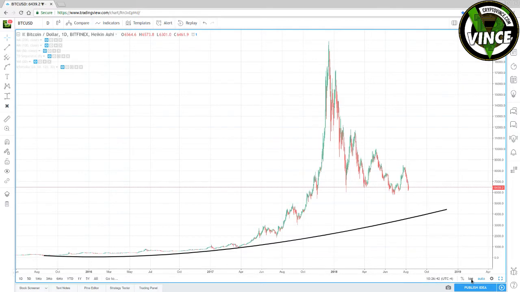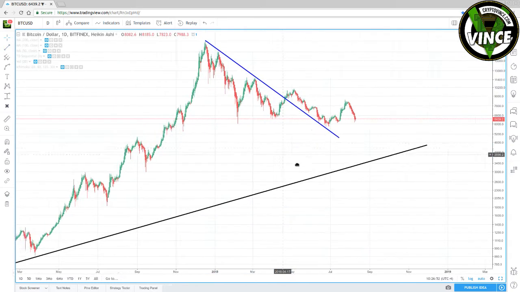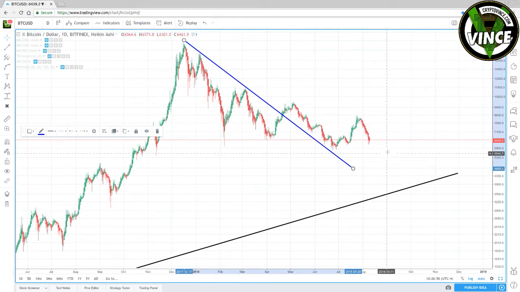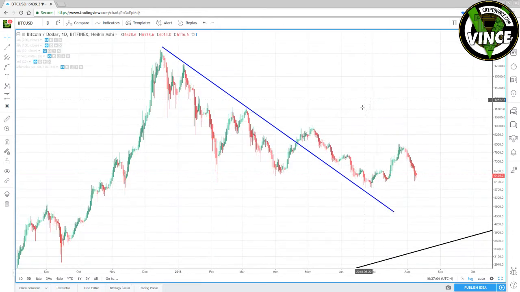But let's see if I can make another example. If I have this resistance on Bitcoin, right? This is a nice trend line. I connect the first two highs and the third one too. And that's what I'm looking at. And this, I think, is pretty legit to use.